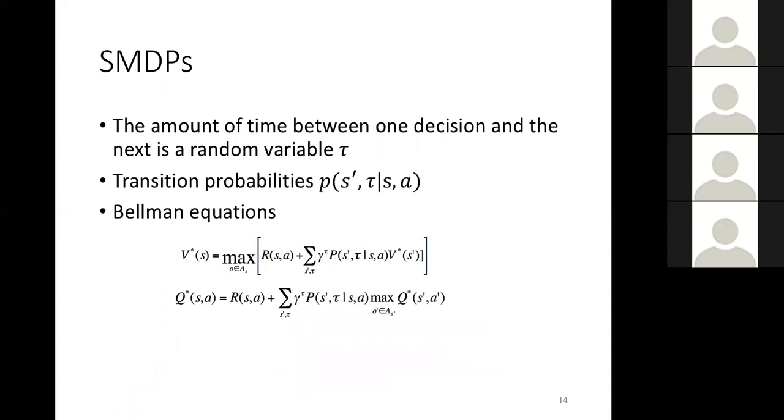Formally, in SMDP, the amount of time between one decision and the next decision is a random variable tau. This is the reason why the discount is interval dependent. And the transition probability is that the event terminates in S prime after tau steps. And this is the Bellman equation of SMDP. We can solve the Bellman equation with the traditional reinforcement learning algorithms or dynamic programming.